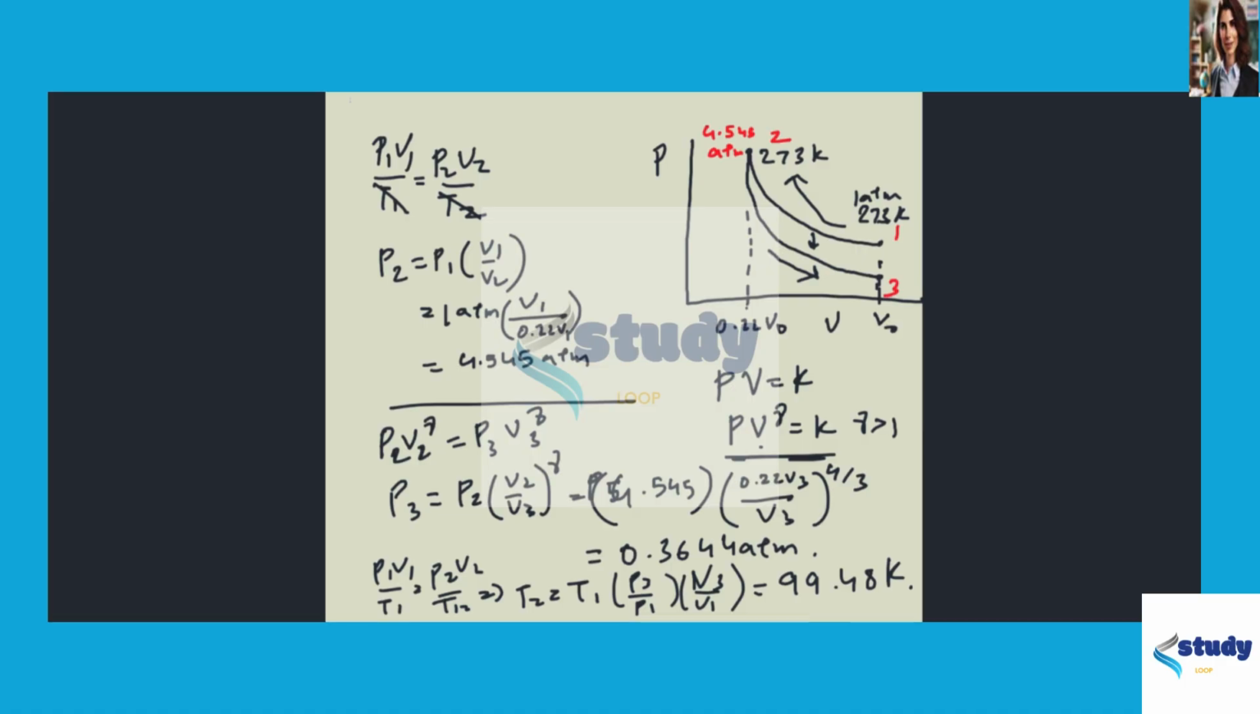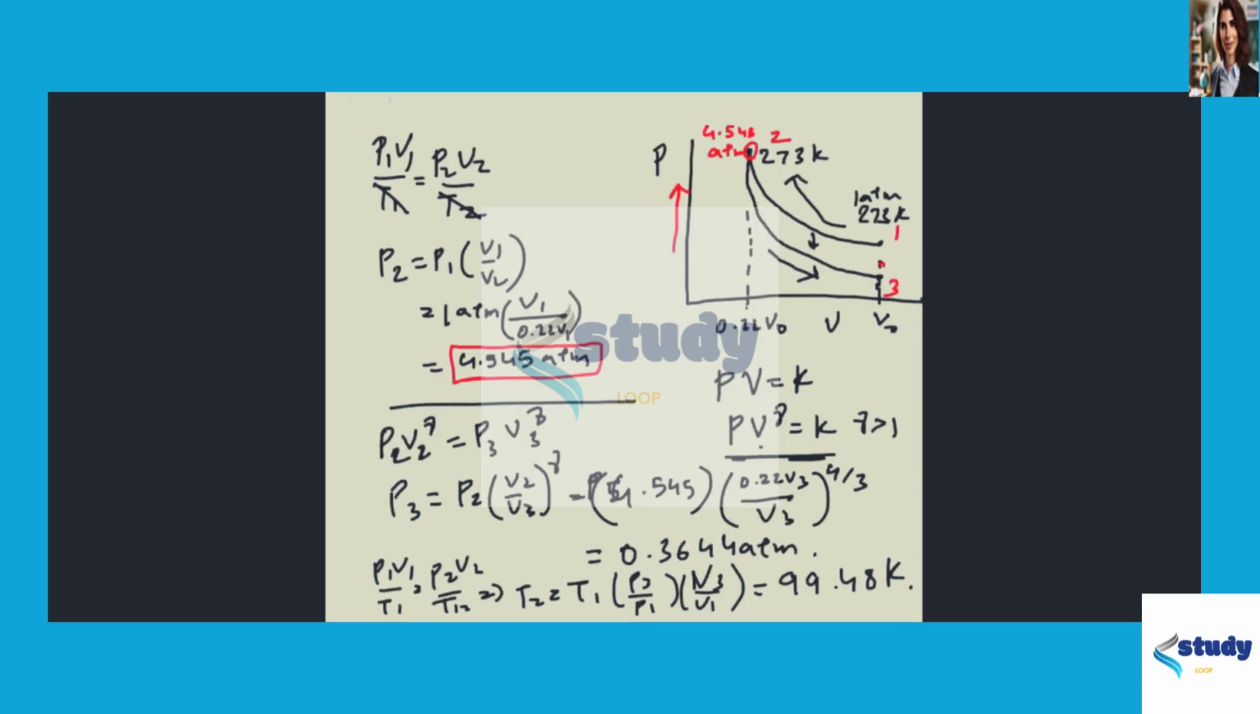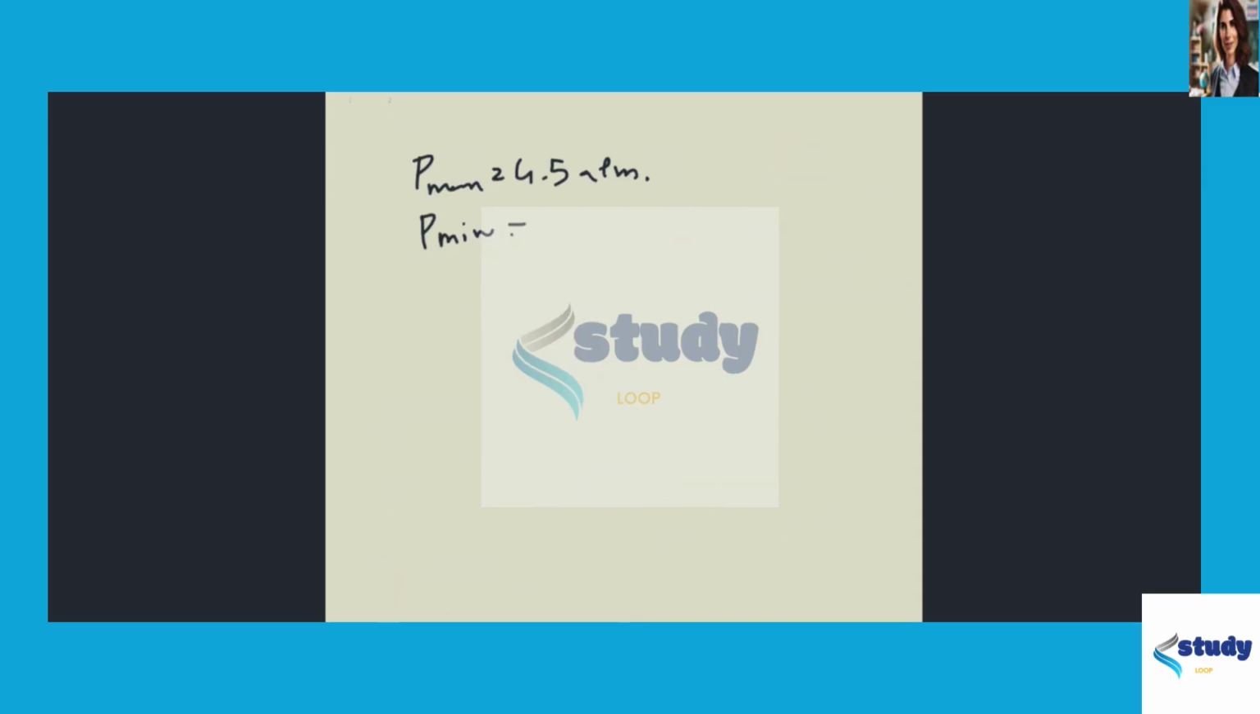Now, we want to find out the maximum temperature and minimum temperature and maximum pressure and minimum pressure. So obviously the maximum pressure corresponds to the highest point on the y-axis. So that's this point, which is at 4.55 atmospheres. So the maximum pressure is simply 4.5 atmospheres. And the minimum pressure obviously corresponds to this point, which is the lowest on the y-axis. And this corresponds to 0.3644 atmospheres, or 0.36 atmospheres is good enough.